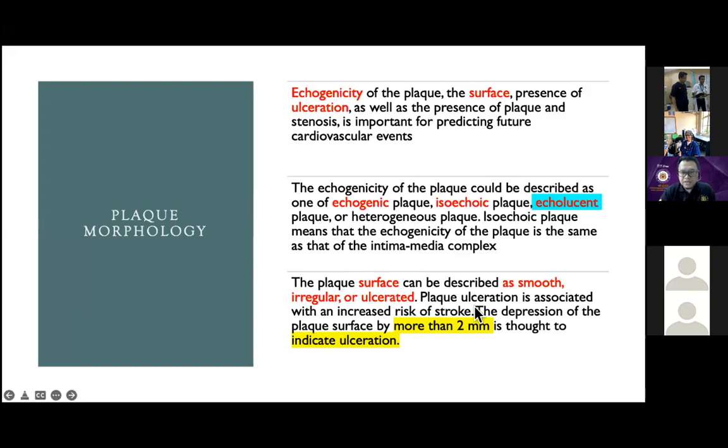Plaque ulceration is associated with increased risk of stroke. A depression of the plaque surface by more than 2 mm is thought to indicate ulceration. Rarely do we measure this. The important thing is that we look at the echogenicity and surface of the plaque.